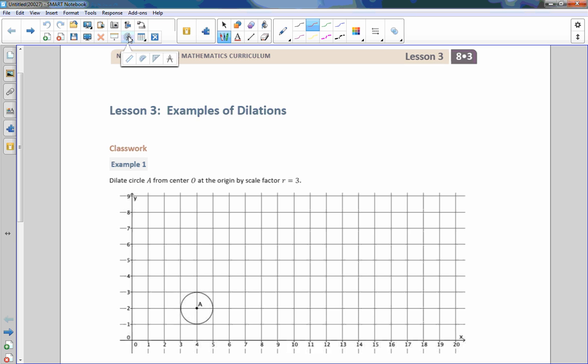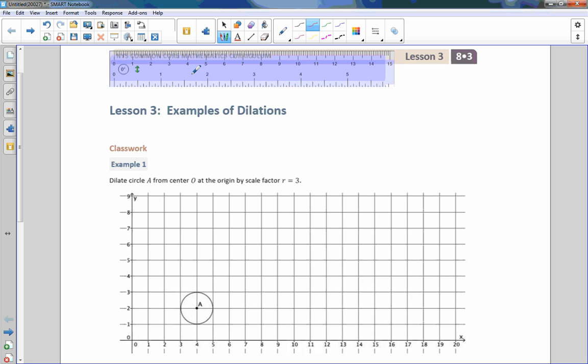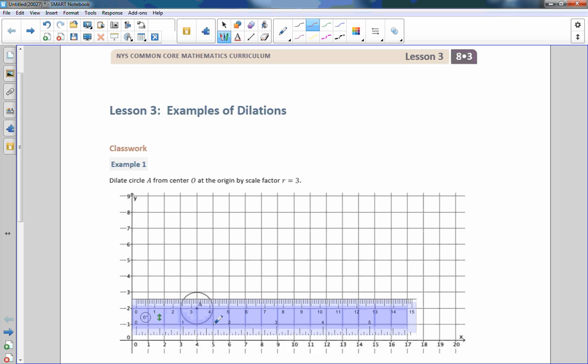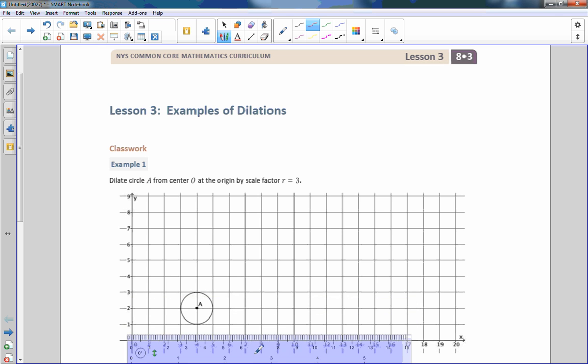Okay, so to get started here, I will need a ruler. Okay, so here's what we're doing today. We are dilating. We are going to change the size of objects. And the objects that are going to be of interest are the circle and the ellipse.